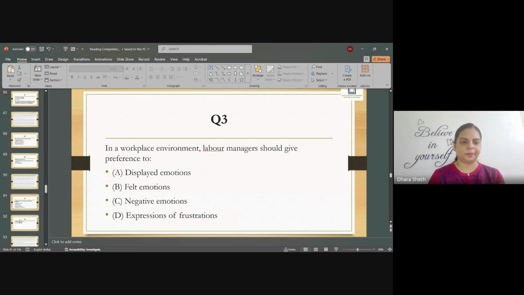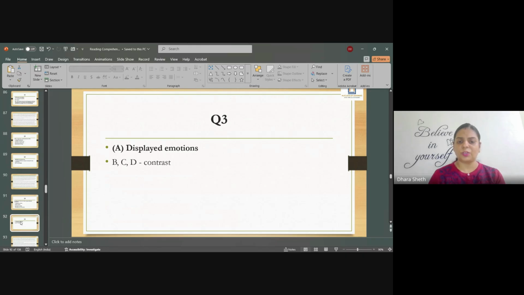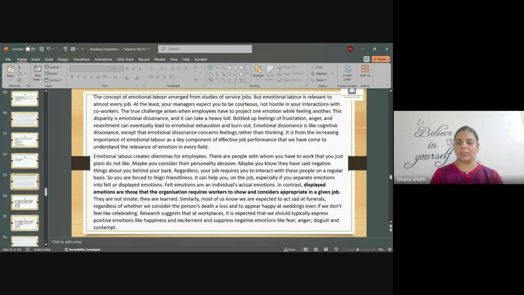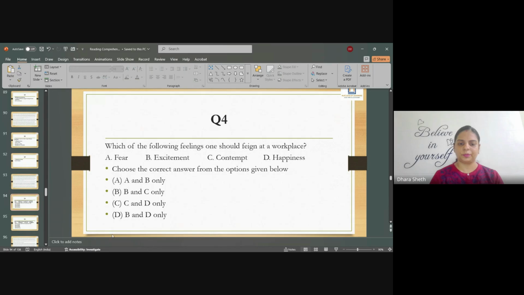Okay. So the answer is A, displayed emotions, because B, C, and D are opposite. Here is your answer. In contrast, displayed emotions are those that the organization requires workers to show and considers appropriate in a given job. Question number 4.